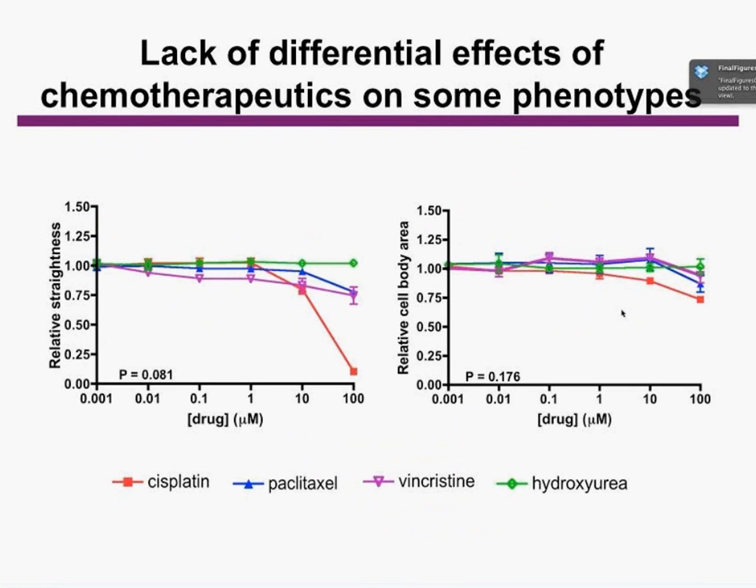There are some measurements we make where the drugs have little to no effect, and they include relative straightness. You only start to see that at 100 micromolar of cisplatin, or cell body area. That remains the same at all concentrations of drug.